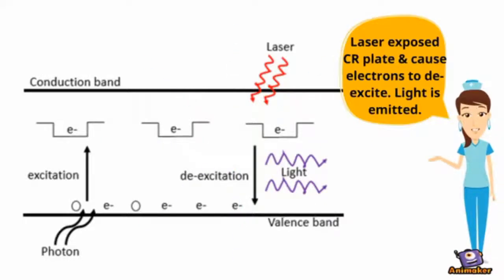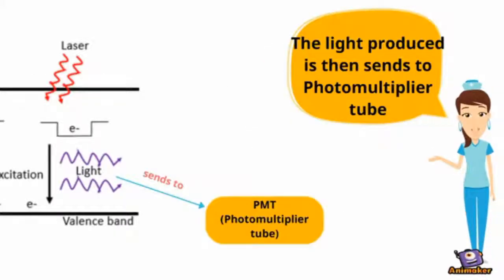During readout, the laser light stimulates the trapped electron back up to the conduction band, where it causes the electron to de-excite and fall to a low energy state. The electrons give up energy and light is emitted. The light produced is then sent to a photomultiplier tube, which is an ultra-sensitive photomultiplier tube, PMT.